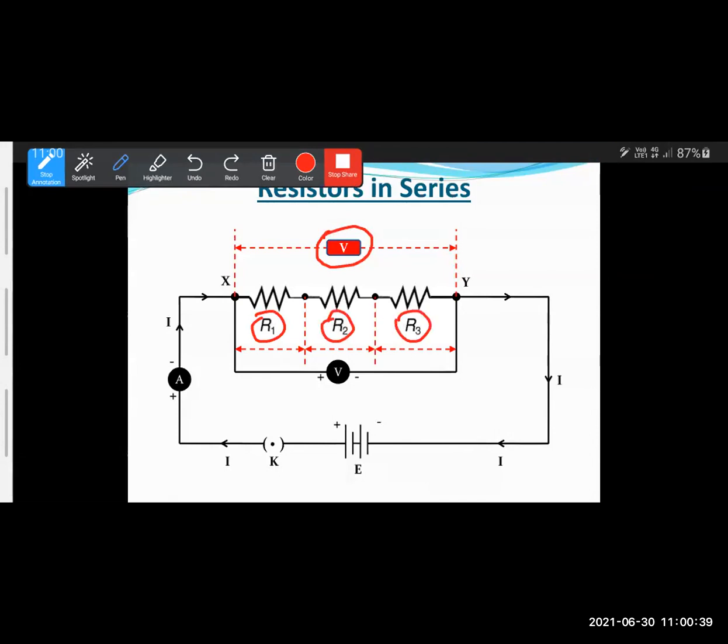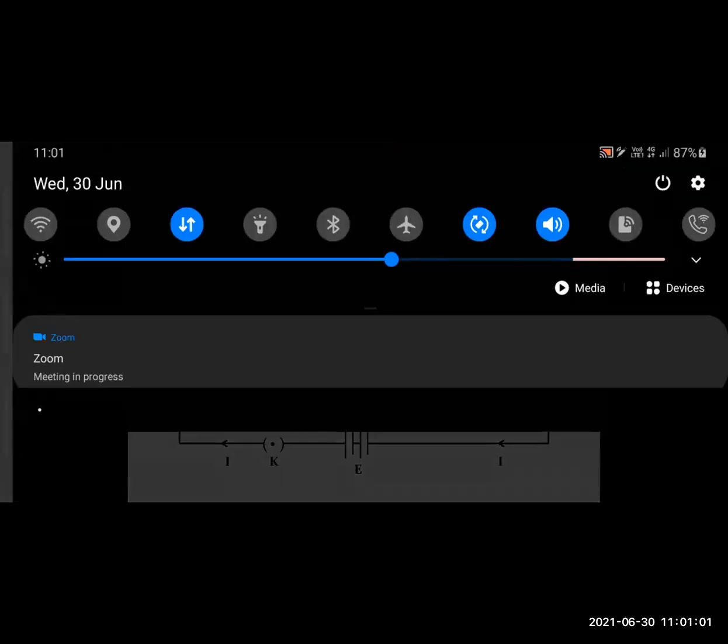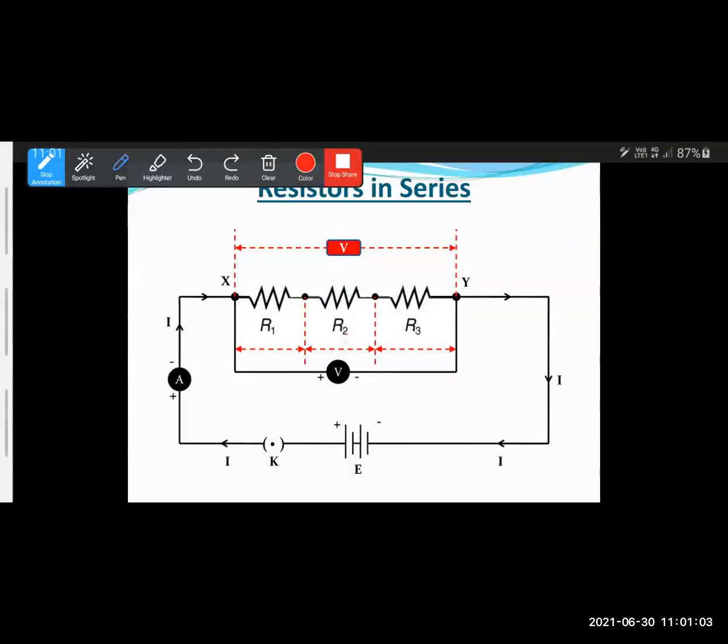Now because they are connected in a series combination, if we look at the ends of these resistors, they are connected one after the other. That means there is no other way for the current to flow. So the current flowing through these three resistors will be constant, right? The value of I will be the same. Whereas the potential difference, the voltage, will be different across these three resistors. So that is what we are trying to understand. Now let us see further what it says.